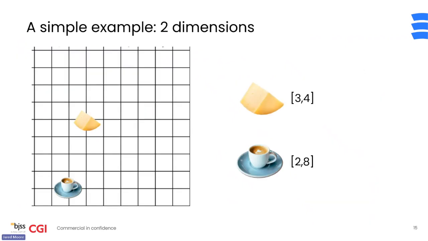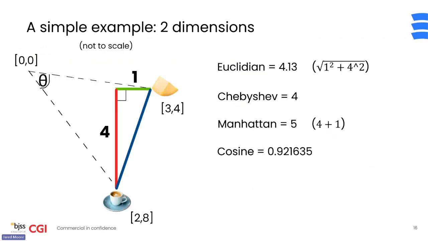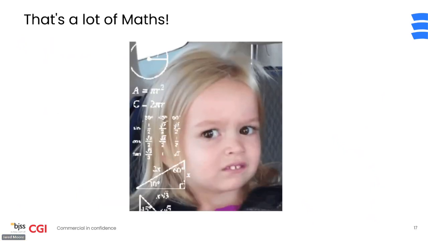So for our real example, we're going to use the cheese and the coffee. How far between those? So cheese is at 3,4, coffee is at 2,8. So our Euclidean distance is the blue one. We've drawn a straight line, 4.13. Chebyshev is 4 because it's the longest single distance between 1 and 4. Manhattan is 5 because you've added 1, 4. It's the total of all those distances. And the cosine is the angle that it makes with the origin, and that's close to 1, so it means they're very similar. It's a lot of maths.